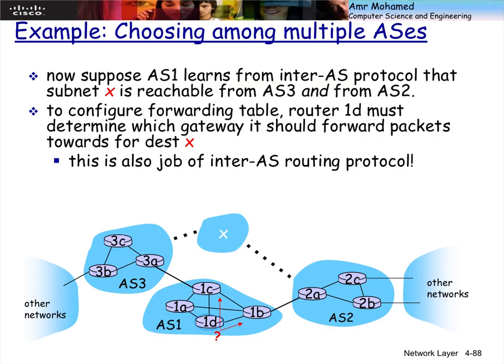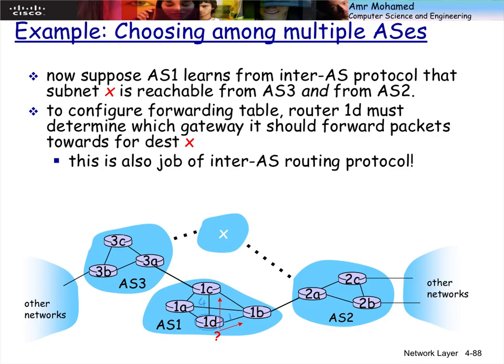Okay? If you don't have such a policy, then you apply the shortest path. Then, let's say the cost from 1D to 1B is 1, and the cost from 1D to 1C is 4, and you don't have a policy that says, for example, that for a destination in China, you have to go through autonomous system 3.